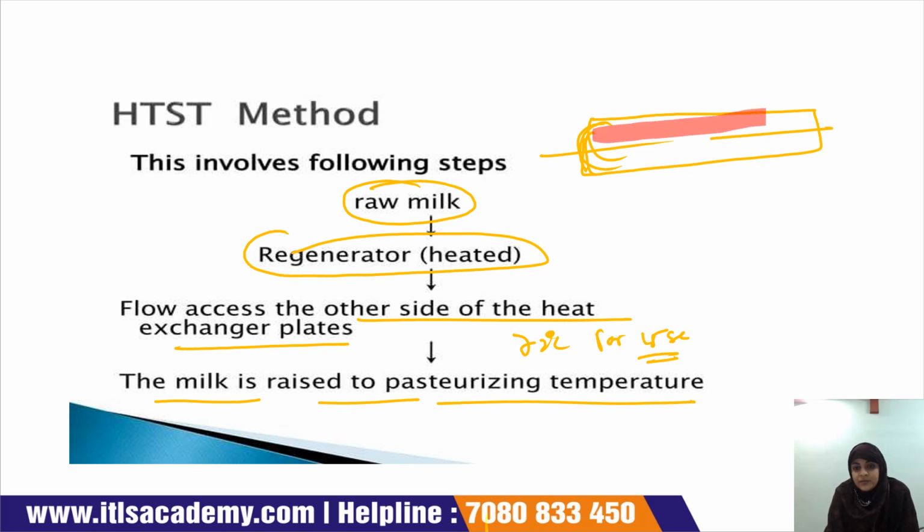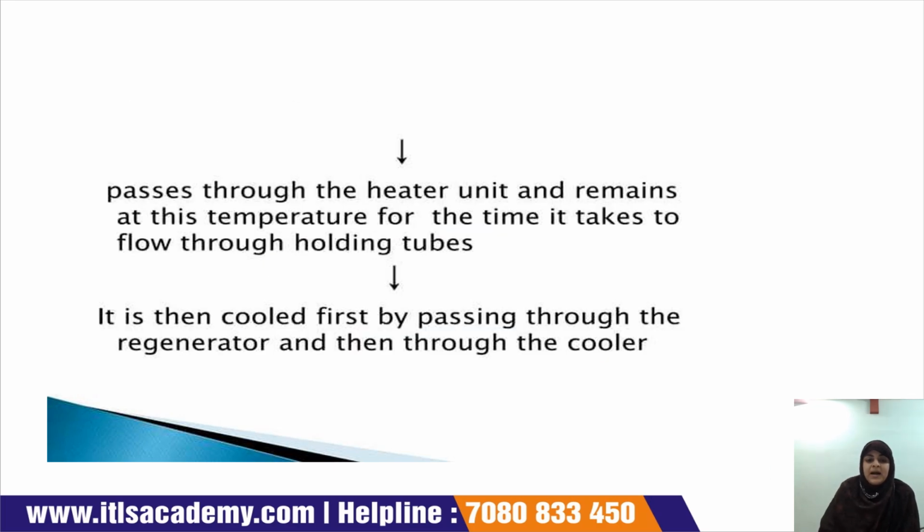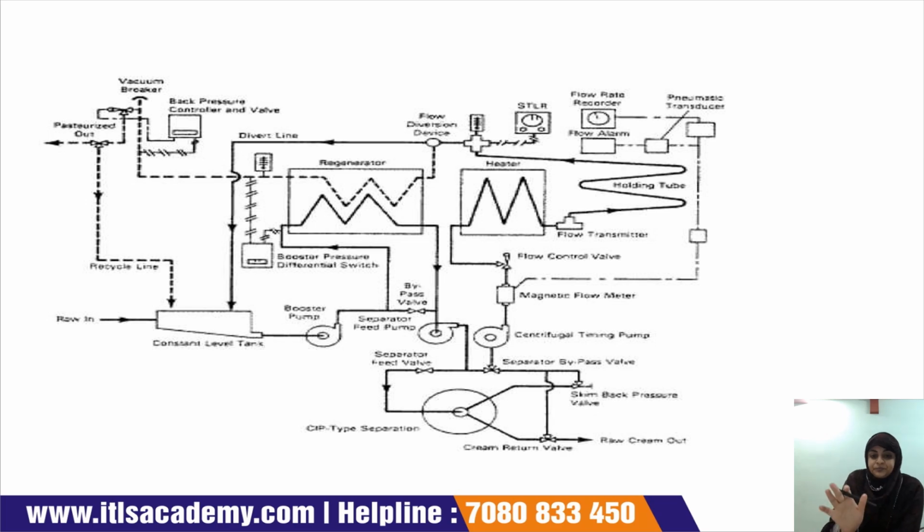Here the temperature will be 72 degrees Celsius, and the milk should pass through this passage within 15 seconds. It passes through the heater unit and remains at this temperature for the time it takes to flow through the holding tubes. The tube that I drew is called a holding tube. It is then cooled, first by passing through the regenerator and then through the cooler. This is the whole diagram for the HTST.